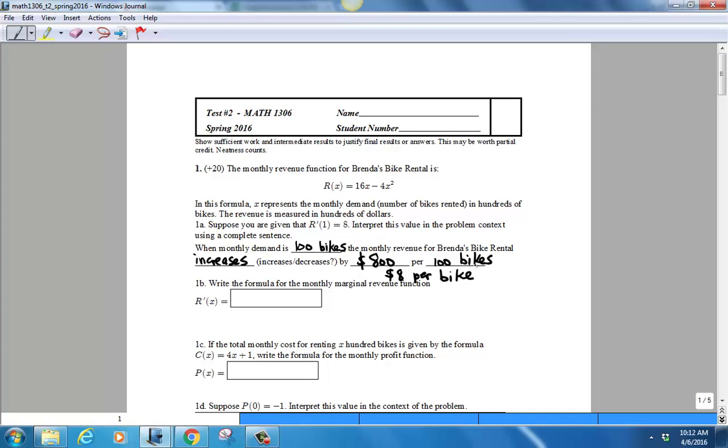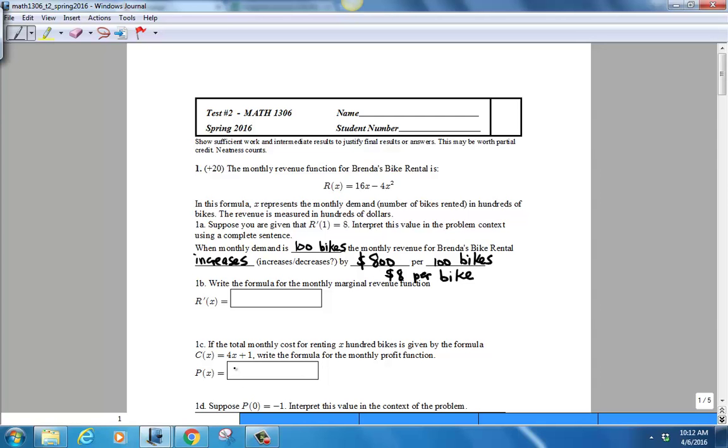So we will look at that one, okay? Most people did the marginal revenue function correct, right? You just took the derivative of that revenue formula. So that's easy. That's 16 minus 8x. So almost everyone got that right, okay? Now, what's the profit function then, okay?